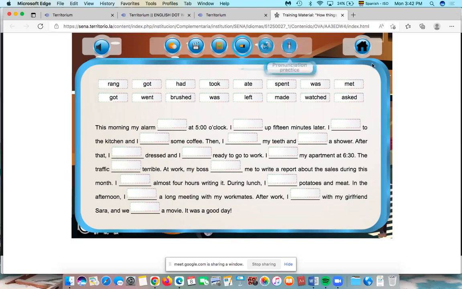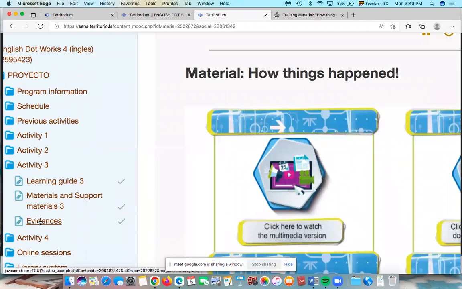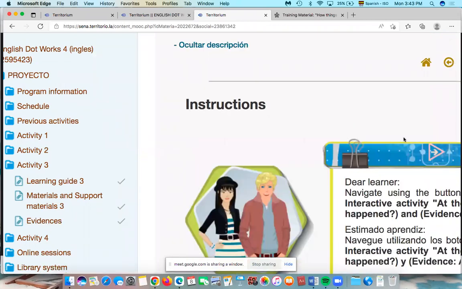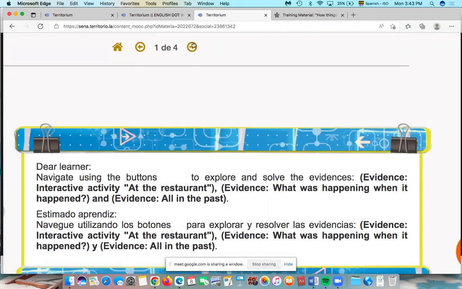Good. None of these activities, ninguna de estas actividades, none of these activities are graded. Ninguna de estas actividades es evaluada. These activities help you to learn with examples and with some exercises the expressions that you need to develop the activities here, okay? So the activities that you need to work on are these ones: evidence, and we can see it here, right? Evidence interactive activity at the restaurant, evidence what was happening when it happened, and evidence all in the past.